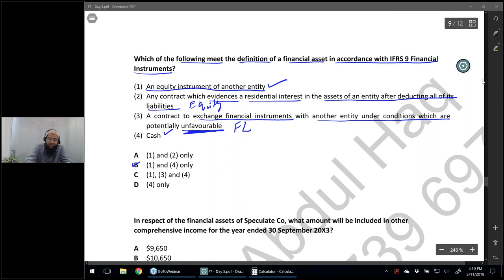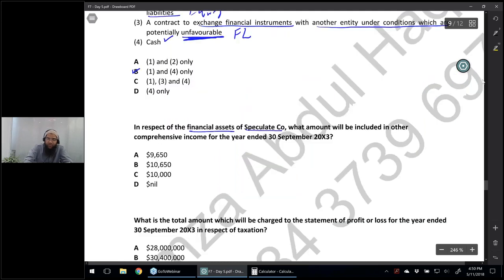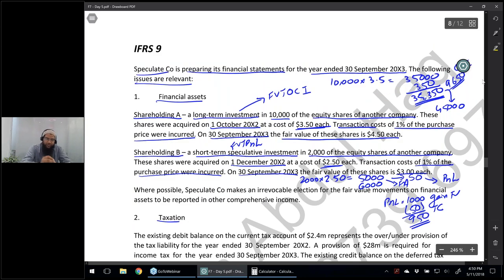Now the next question is that in respect of the financial asset of Speculate company, what amount will be included in other comprehensive income for the year ended 30th September 2023? I think we have already calculated that. The amount to be shown in other comprehensive income is 9,650 that we had calculated earlier. So your answer to this question is going to be A. This is the right answer of this question.